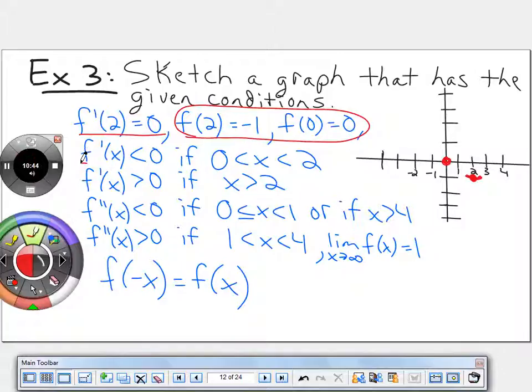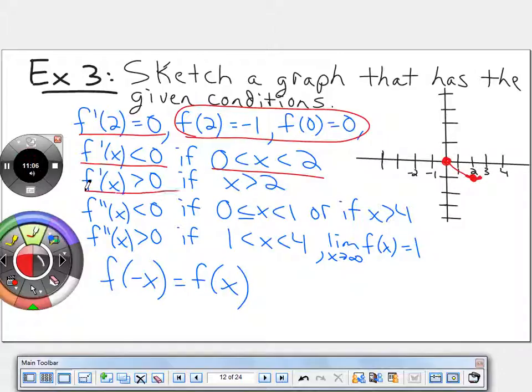Now, it says right here that the first derivative is less than 0 if x is between 0 and 2. That means the function is decreasing. If the first derivative is less than 0, then that means the function is decreasing. So that means from 0 to 2, the function would have to go down to get to that spot. And then let's see what else.